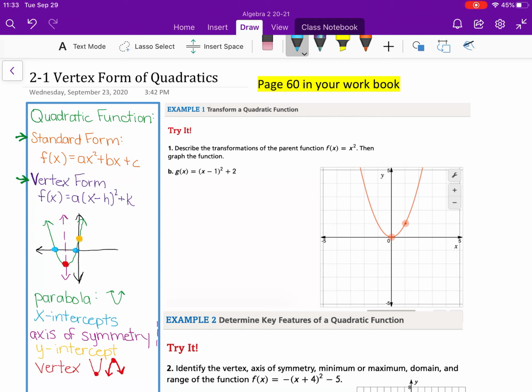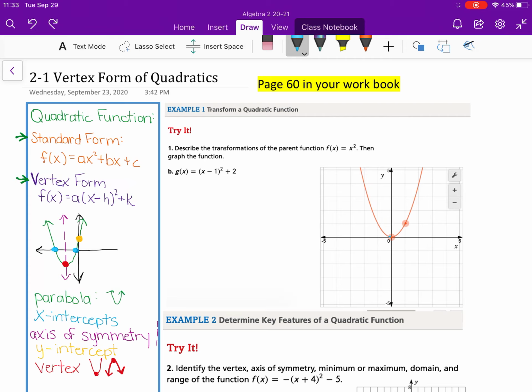X-intercepts is exactly what it says. It's where it crosses the x-axis. Notice a parabola could have two of them. If you look over at the example in example 1, it only touches once on the x-axis. And if I were to draw it, let's say way up here, notice it would never cross the x-axis. All of those things are possible for a parabola.